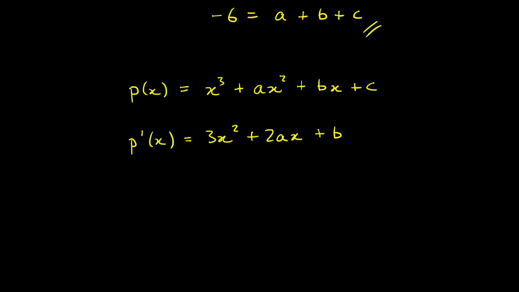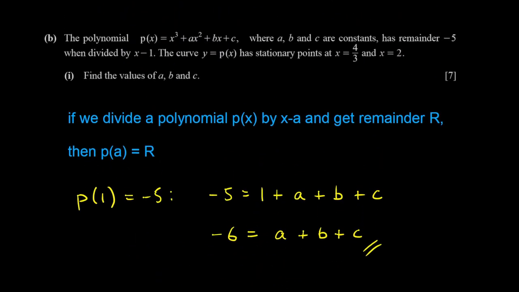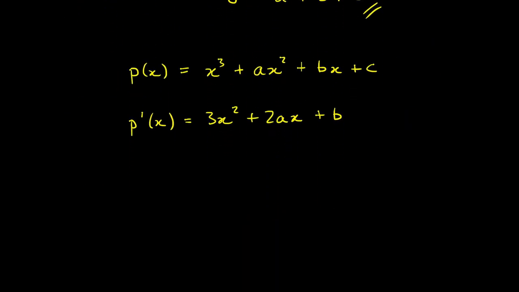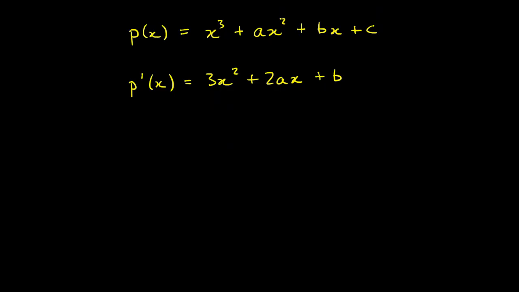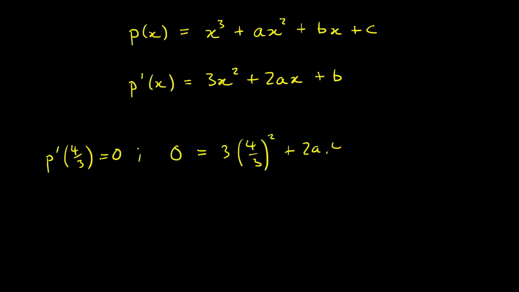Now, if we have stationary points at 4 upon 3 and 2, what does that mean? It means the gradient at those two places is 0, so we know that p prime of 4 upon 3 is equal to 0, and p prime of 2 is also equal to 0. So we'll substitute 4 upon 3 into our first derivative. We get 3 times 4 upon 3 all squared, plus 2a times 4 upon 3, plus b.